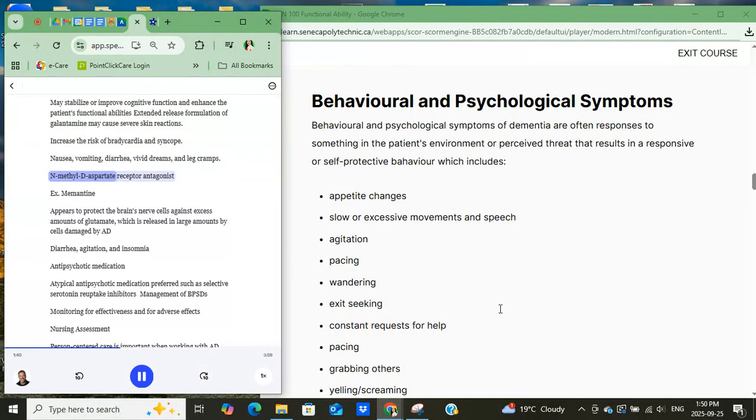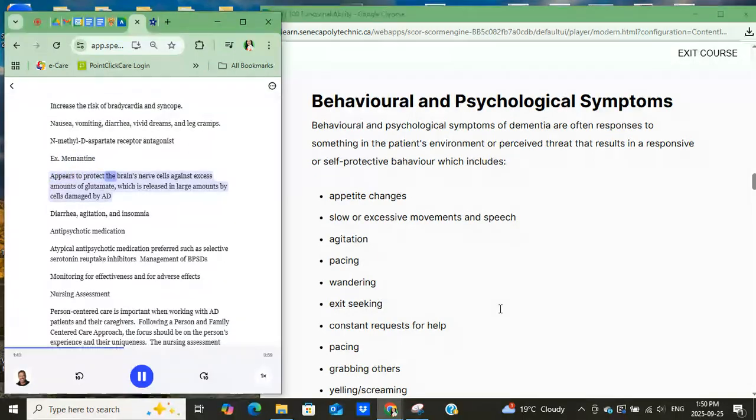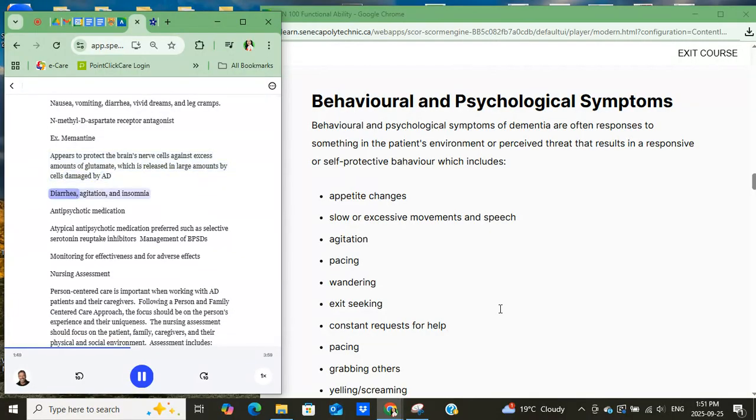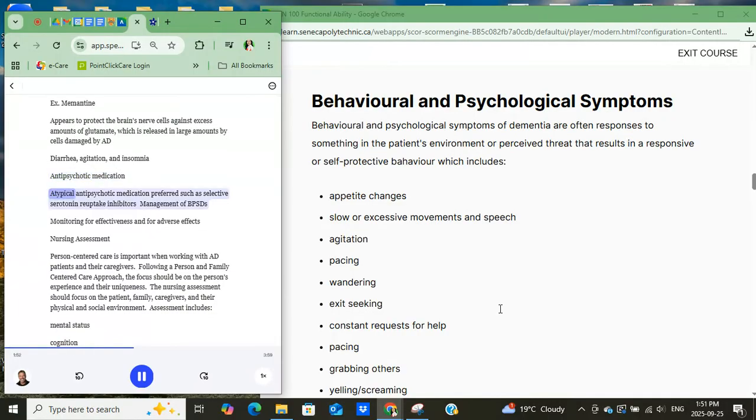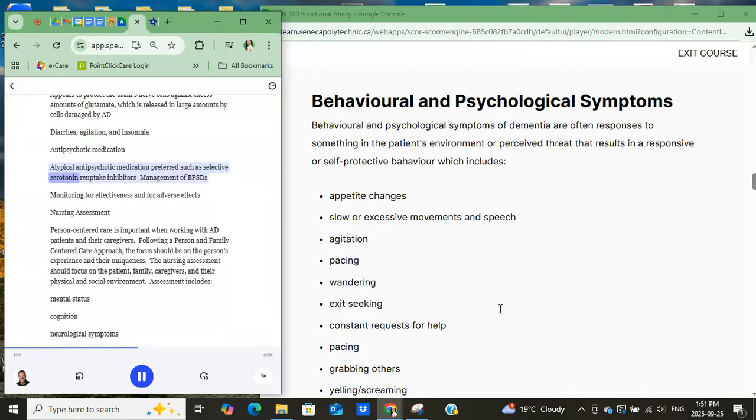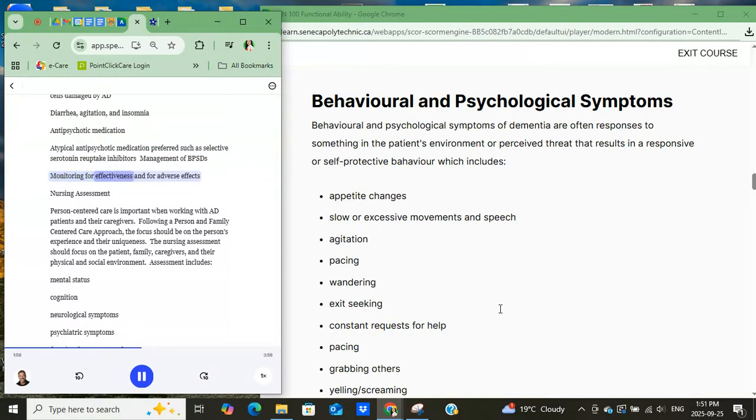N-methyl D-aspartate receptor antagonist, for example memantine, appears to protect the brain's nerve cells against excess amounts of glutamate, which is released in large amounts by cells damaged by AD. Adverse effects include diarrhea, agitation, and insomnia. Antipsychotic medication. Atypical antipsychotic medication is preferred, such as selective serotonin reuptake inhibitors, for management of BPSDs, with monitoring for effectiveness and for adverse effects.